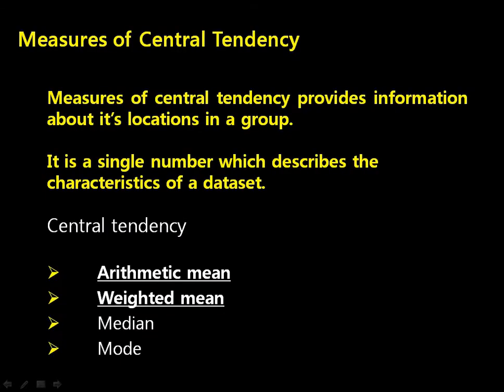Measure of central tendency provides information about its location in a group. It is a single number that describes the characteristics of the entire data set. There are various types of central tendencies, namely arithmetic mean, weighted mean or weighted average, median and mode. Through this video, we will cover arithmetic mean and weighted mean, and for median and mode and other central tendencies, kindly review our next video.